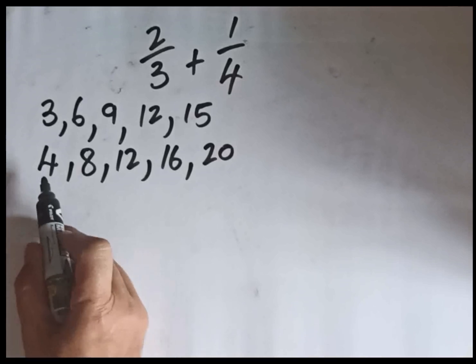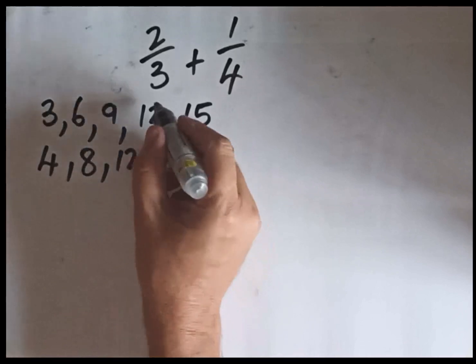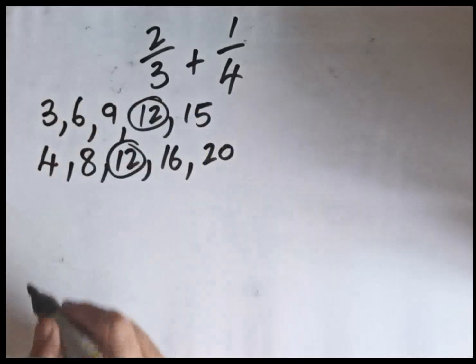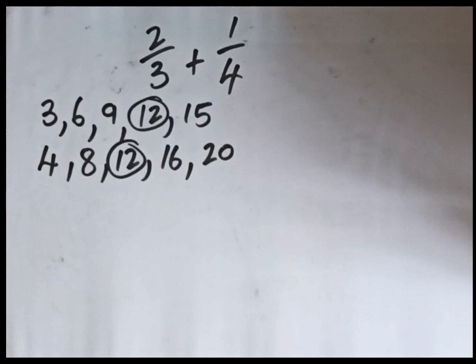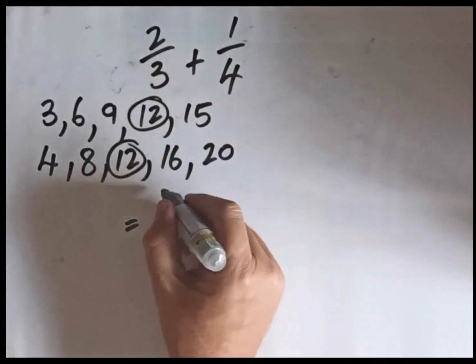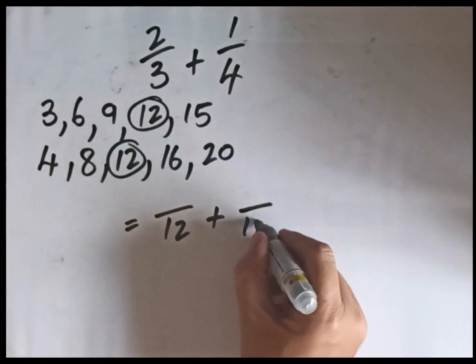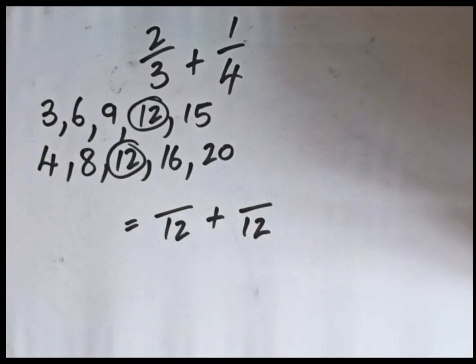So we start from the left. Is there any 3 at the bottom? No. Any 6? No. Any 9? No. Any 12? Yes, there are 2 12s. So 12 is the lowest common multiple between 3 and 4. Therefore, we know that our sum is going to look something like this: something over 12 plus something over 12. I say again guys, there are many different methods of finding these answers. I show you a method that I find is the easiest for you to understand.